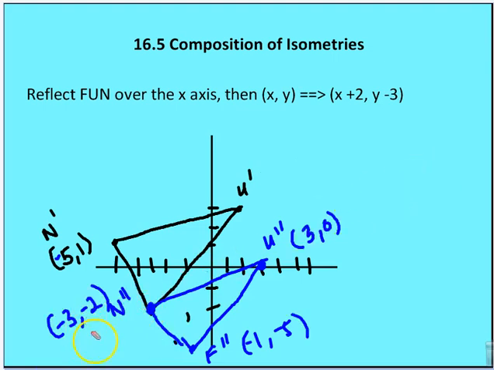Okay, so N, I've cleared up the diagram here. N double prime becomes -3, -2. F double prime becomes -1, -5, and U double prime becomes 3, 0. So this is the ending composed figure.